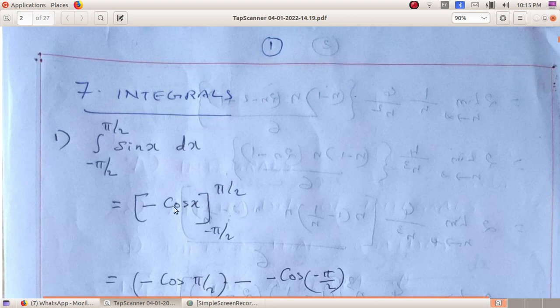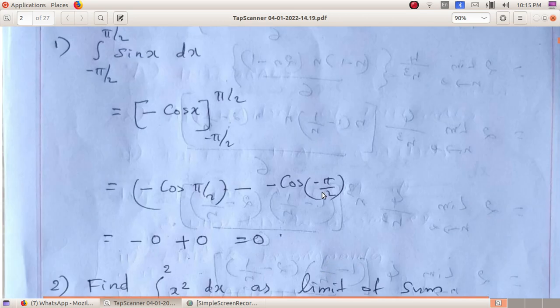So first put pi by 2 for x, that is minus cos pi by 2, then minus, then substitute minus pi by 2 for x, minus cos of minus pi by 2. So minus cos pi by 2. Pi by 2 means 90 degrees, cos 90 equals 0. So minus 0, and hence two negatives make a positive. This is also 0. Minus 0 plus 0 is 0.